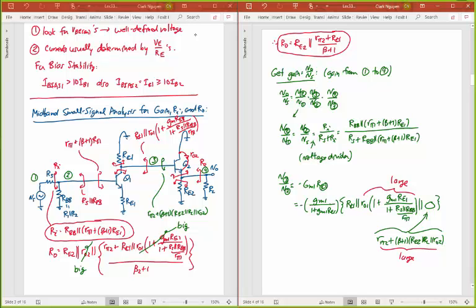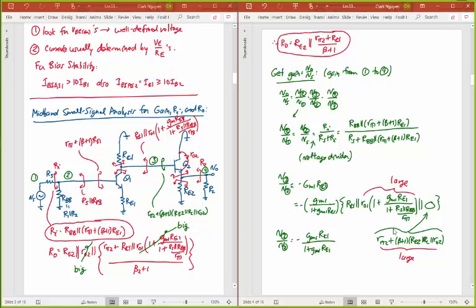So in the end, this gain V3 over V2, I'm just going to write as minus this GM1 times all of this resistance here, which I'm just going to say is RC1, divided by 1 plus GM1 times Re1. So the gain for that second stage becomes very simple when I take into account that these are very large resistors compared to RC1.